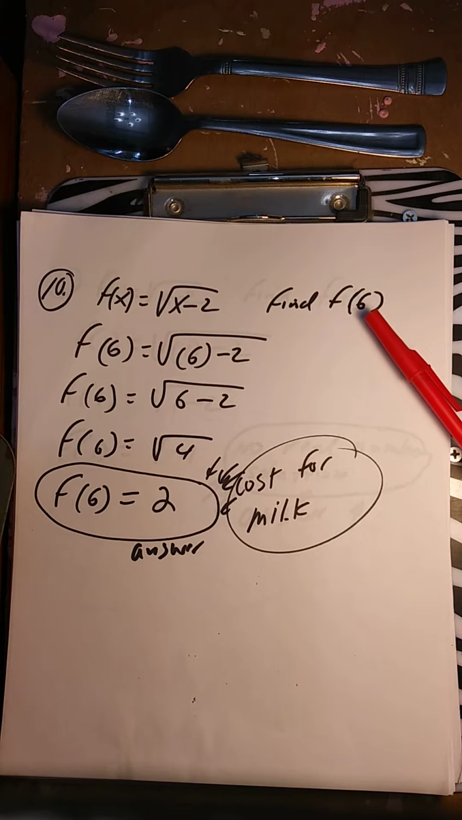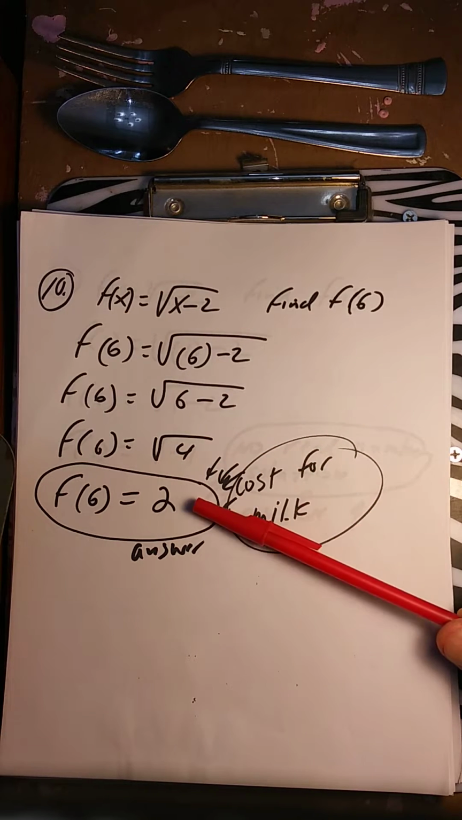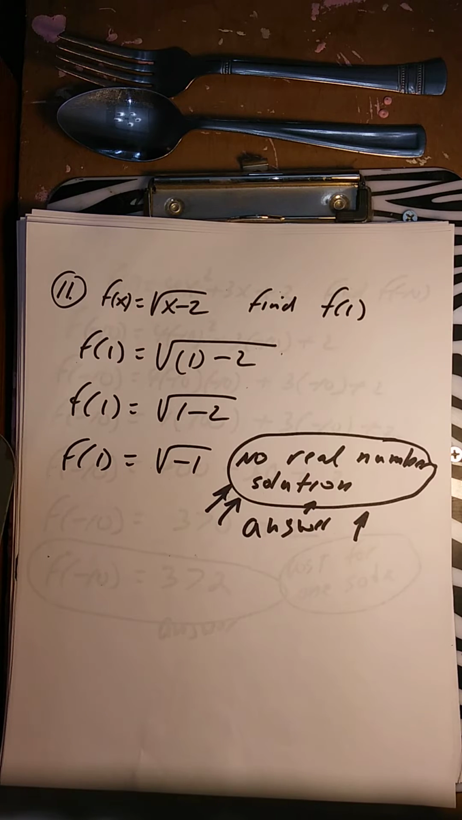This one, evaluate this function. So put a 6 in there. 6 minus 2 is 4. Square root of 4 is 2 because 2 times 2 is 4. Or cost of milk, the bottle of milk or something.